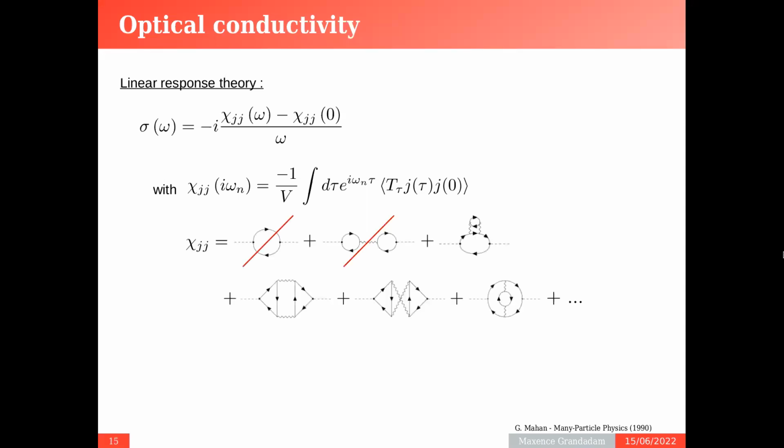And if you do this, you can write down all the diagrams. Here I stop at 2nd order. You will find that for free fermions, the Lindhard function here vanishes because we have taken a Q going to 0 limit. Same for this second diagram. And the first non-zero terms will come from these 2nd order diagrams.